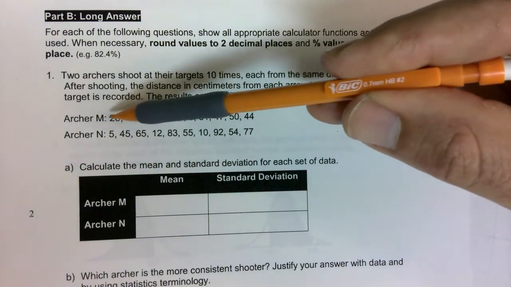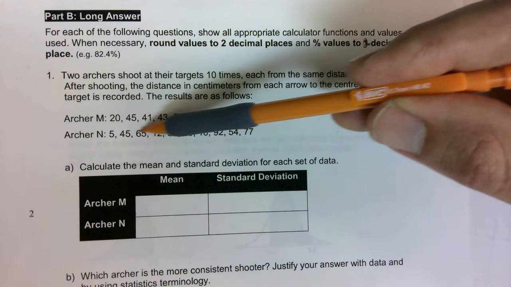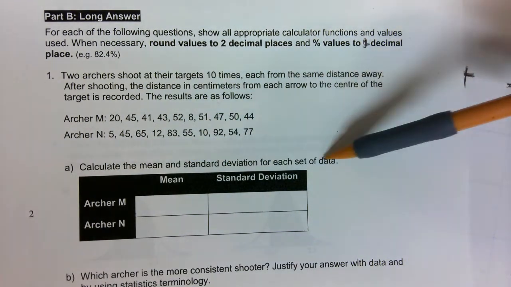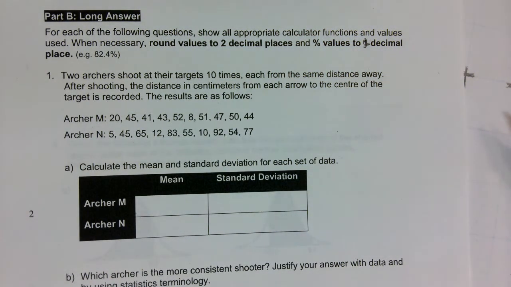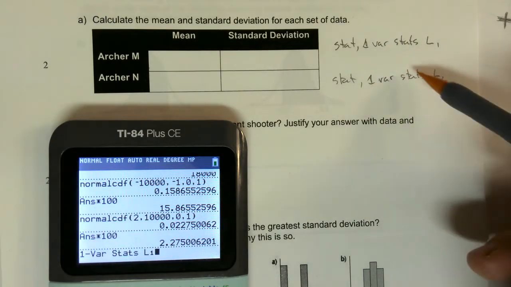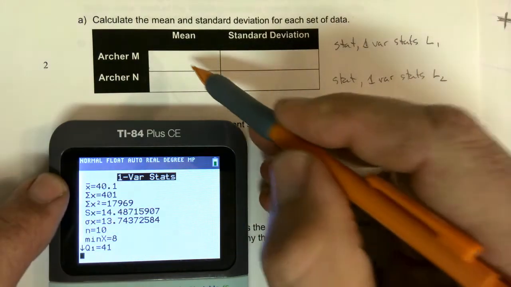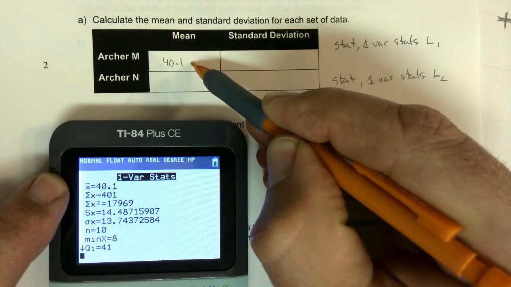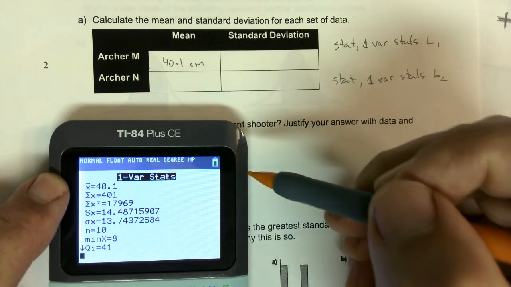So Archer M, these are the centimeters away from the center. Archer N, you have different ones here. Calculate the mean and the standard deviation of each data set. Can you go ahead and do that? I will ask you what they are. I'll pause this here, and you go ahead and enter the keystrokes. Then for Archer M, I have 40.1, and we know what they're in. It's centimeters.